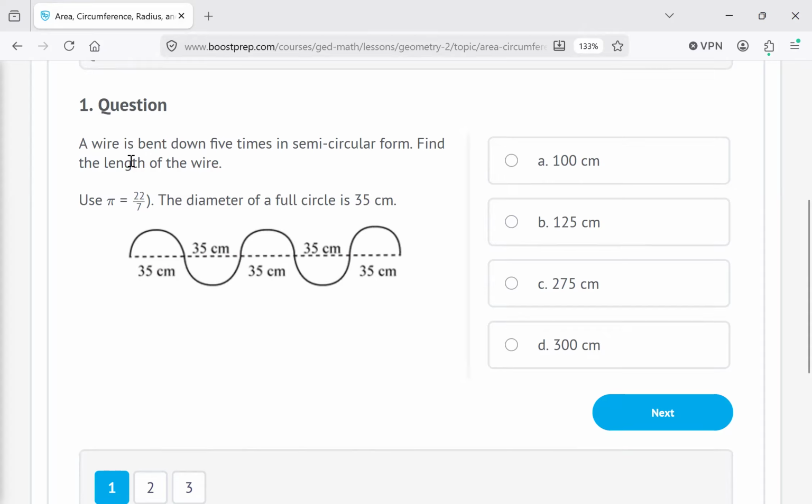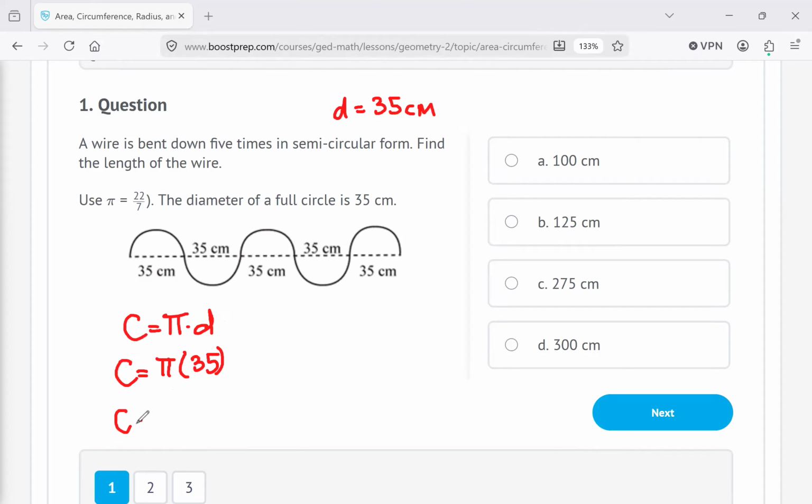So basically they're asking for the circumference. And the good news is they tell us the diameter is 35. What is the formula for the circumference of a circle? It is pi times d, and the diameter is 35, so that is going to be 35 pi. But they specifically said to replace pi with 22 over 7. So that's what I'm going to do.